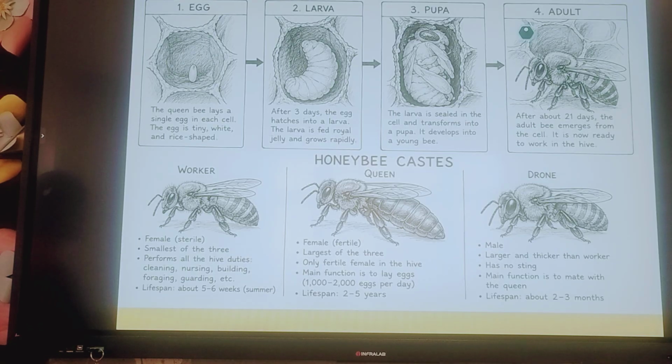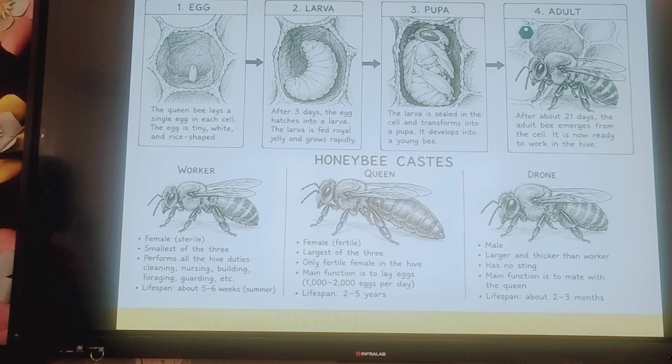But the main difference between worker and queen is that a worker is sterile, but the queen is fertile, and the drone is fertile. So the worker is the smallest of the 3, and it performs all the activities of the beehive: cleaning, nursing, building, foraging, etc. And its lifespan is about 5 to 6 weeks. The main function of the queen is only to lay eggs, and it is the largest of the 3. And the drone is larger and thicker than the worker, and its main function is only to mate with the queen, and its lifespan is 2 to 3 months.